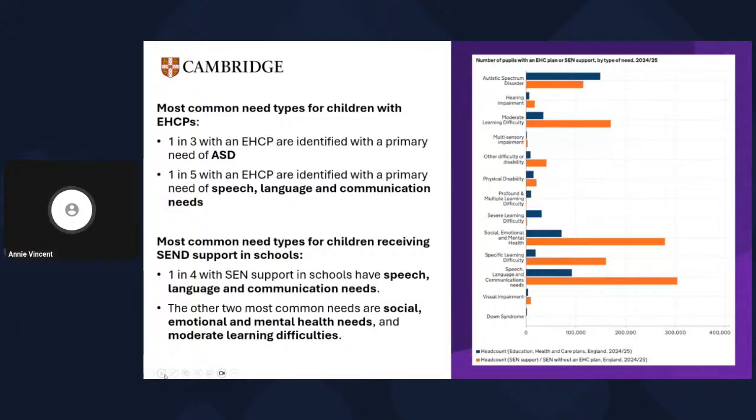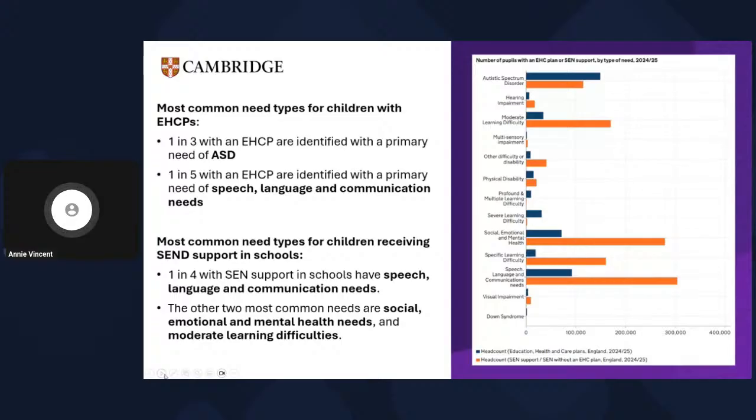When we look at those students without an EHCP but who are receiving special educational needs support in schools, they're represented by the orange bars on the graph. We can see that the most common need type here is, again, speech, language and communication needs. But then we also have social, emotional and mental health needs alongside moderate and specific learning difficulties as well.